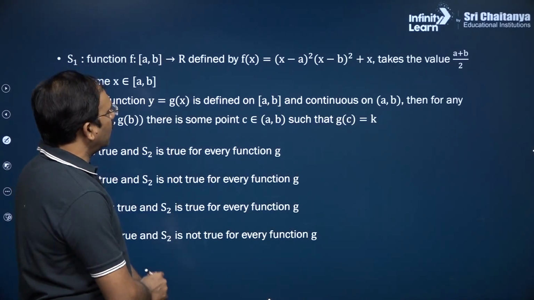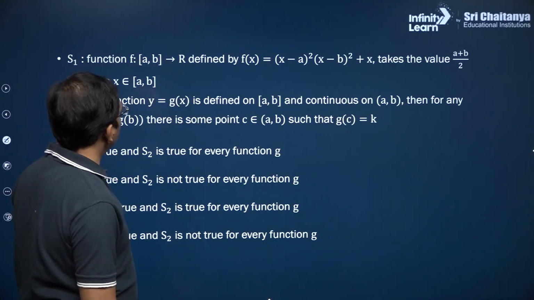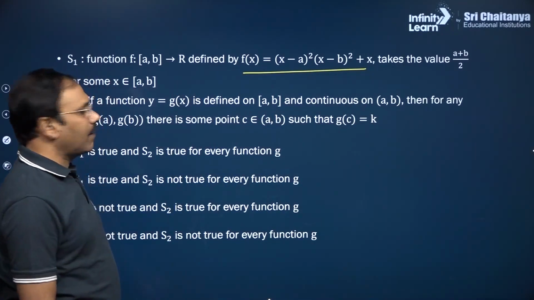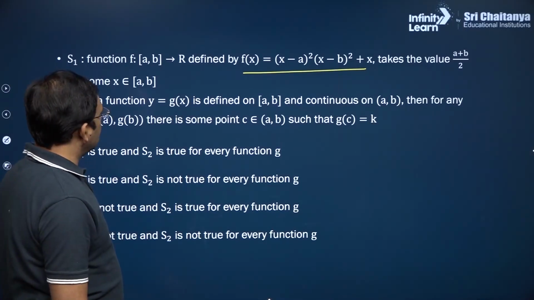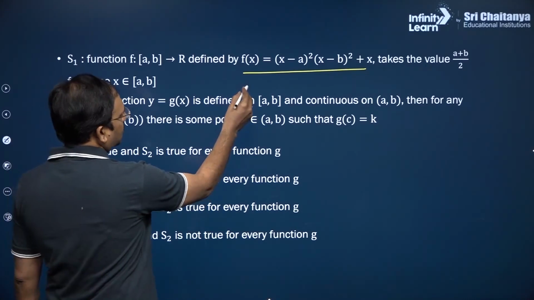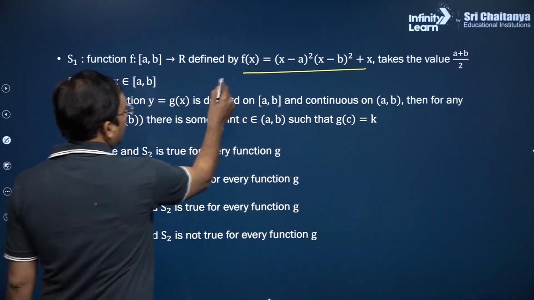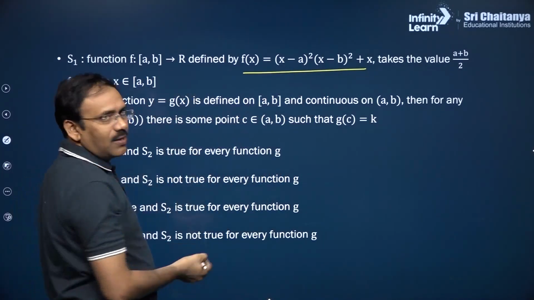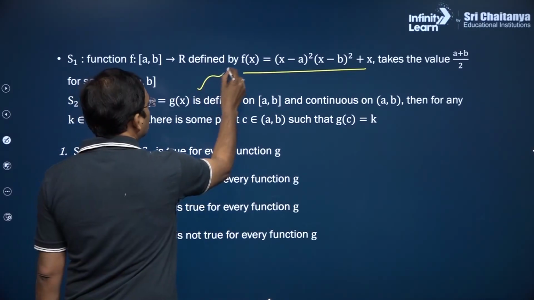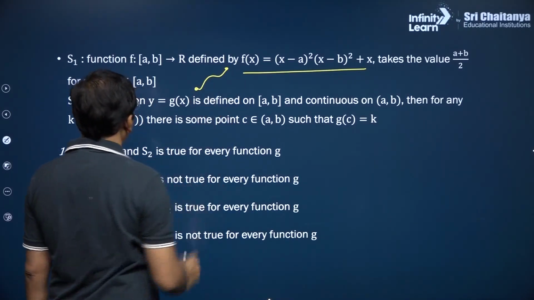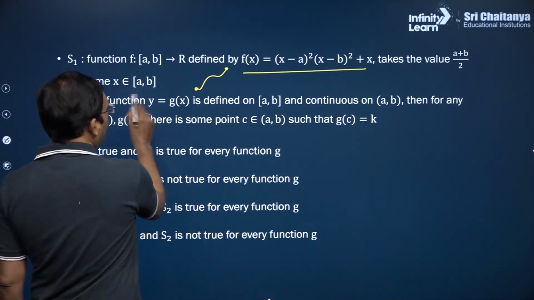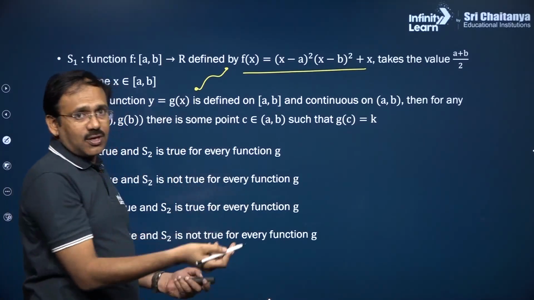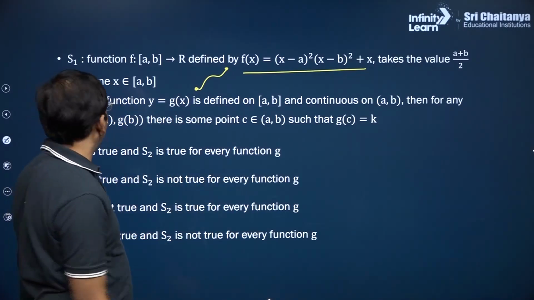Next friends, you see this function, the function f from closed a to b defined by f of x is this, takes the value a plus b by 2 for some a comma b. Fine, y is equal to g of x defined from a to b. This is the function which is continuous and differentiable, and f of a you substitute my dear friends, you will get a, f of b you will get b. Undoubtedly, since it is continuous and differentiable, it takes every value between f of a and b, because the outputs at the extreme ends are a and b. So this statement is correct. So it also takes the value between their average, a plus b by 2 will also be taken.